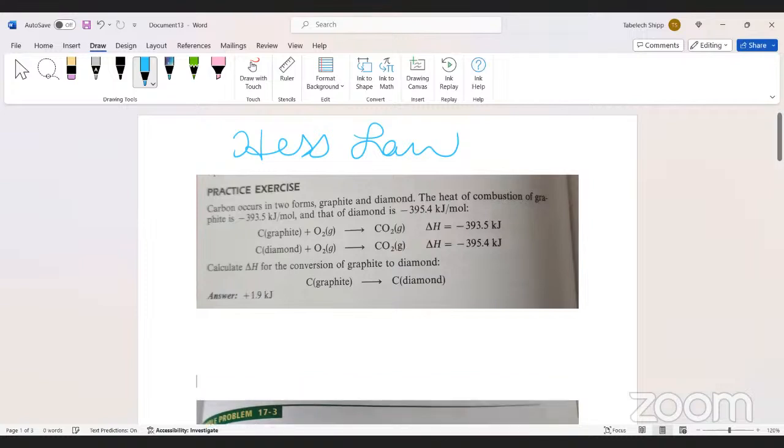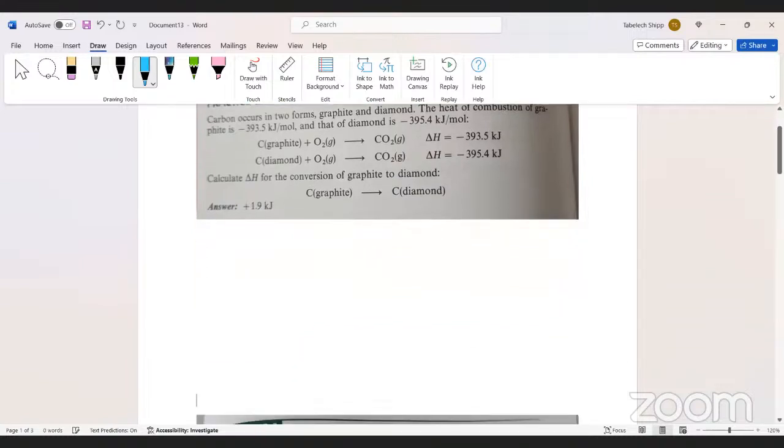I'm going to put all this down so I can have some space on the board. You notice that the answer is right here. It's positive 1.9 kilojoules. This is important. I want you to see the answer so you'll know if you're on the right track.